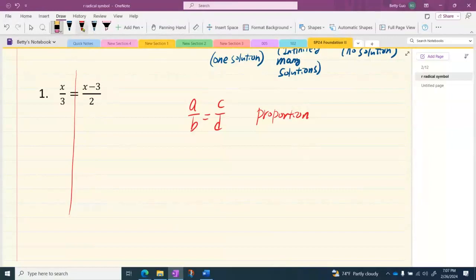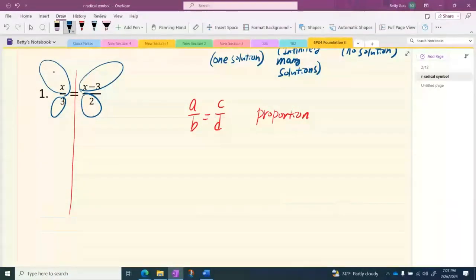So it looks like a butterfly. This is the wing, this is another wing, this is another wing, this is another wing. So it looks like a butterfly. If the equation has that kind of structure, we call the equation a proportion.